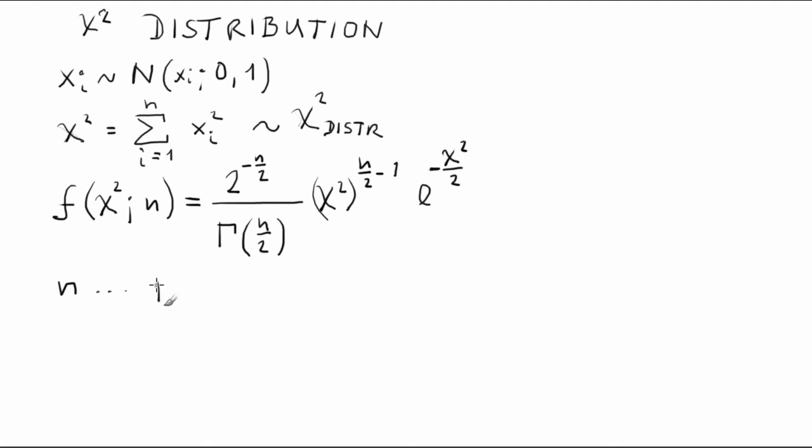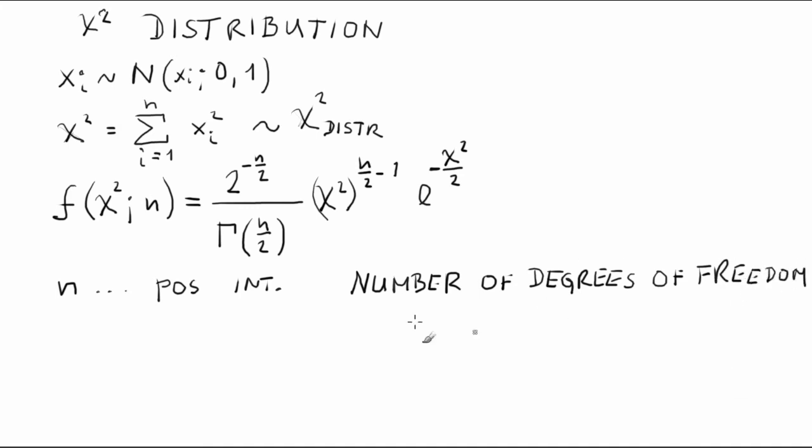It's clear that the only parameter, n, is a positive integer. It's often called the number of degrees of freedom. The mean value and variance are expectation value of chi-squared equals n, and variance of chi-squared equals 2n.